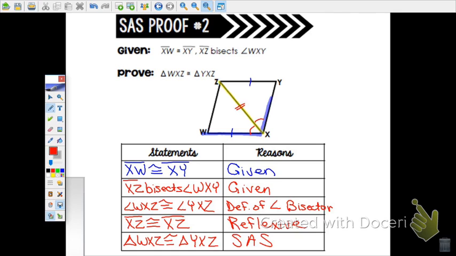So again, start out with that given information. We see us using some of those different triangle hints: reflexive property, vertical angles, midpoint, angle bisector. So different things that we've learned previously that we're going to continue to use. So two shortcuts we learned today: side, side, side and side, angle, side. Okay, there are three other shortcuts that we will learn about in this unit.